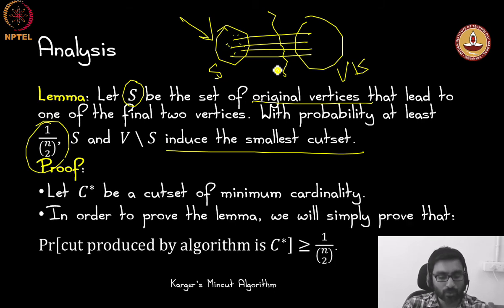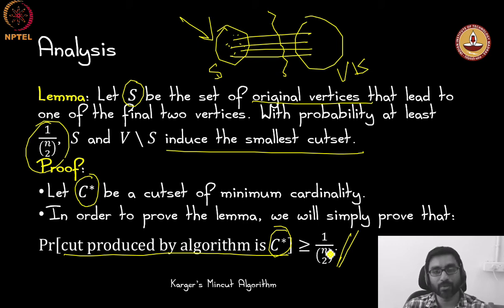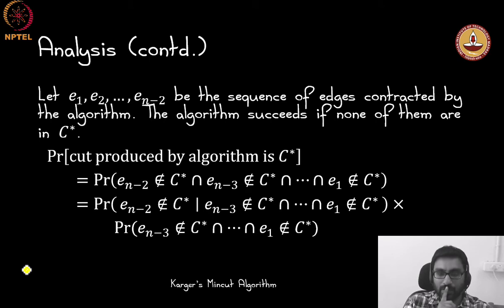Okay, so how do we prove this lemma? Actually, we don't care about all possible min cuts. A graph can have lots of min cuts, and a good exercise for you would be to come up with graphs that have lots and lots of min cuts. So now let's pick one min cut. Let C star be a cut set, a min cut of minimum cardinality. Instead of proving something strong like the probability of finding any min cut is so and so, we're just going to show that the probability of finding this one particular min cut is at least 1 over n choose 2. And this is actually good enough if you think about it. So we're going to limit ourselves to proving this.